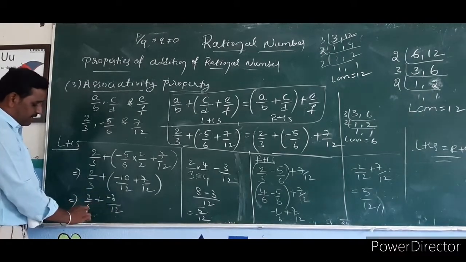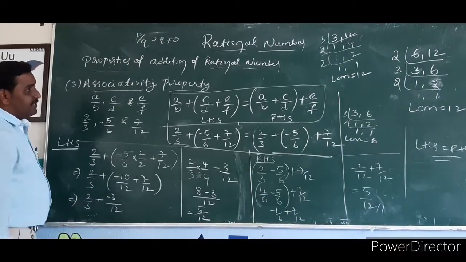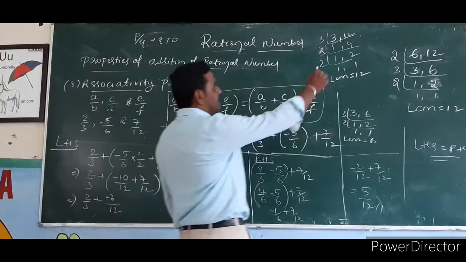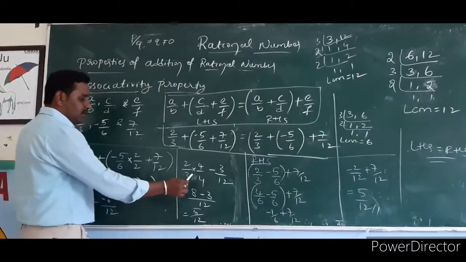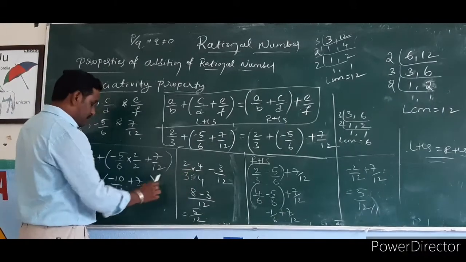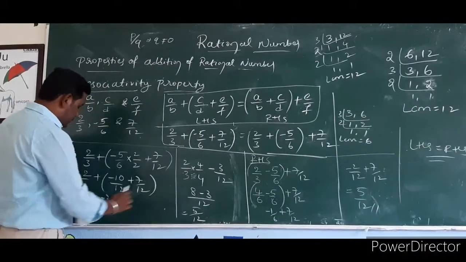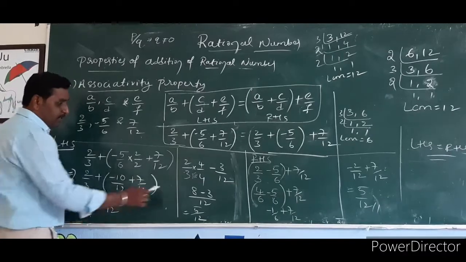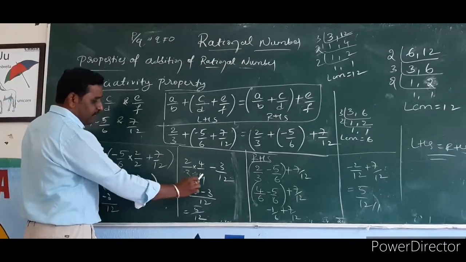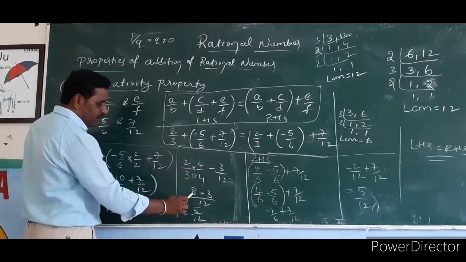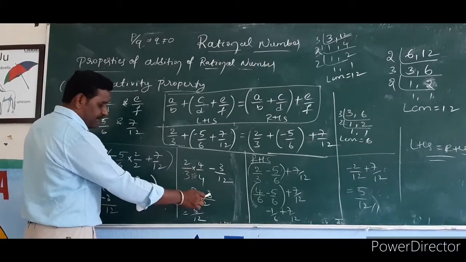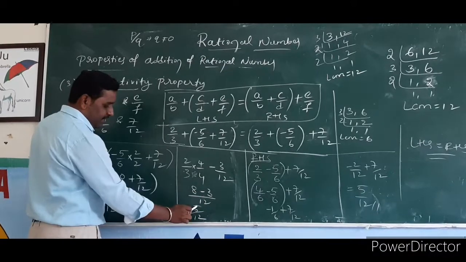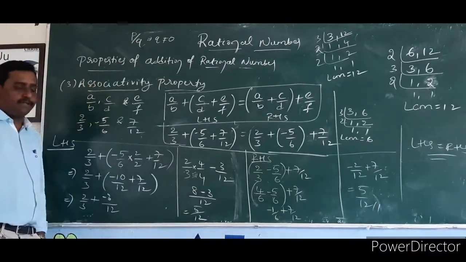Next, consider the LCM of 3 and 12. What is the LCM of 3 and 12? Again you will get 12. If you consider 12, here 3 is there. What should be multiplied? 4. 3 4s are 12, 2 4s are 8. Here 12 is there, so there is no need to change; you can keep the 3 as it is. 8 minus 3, you will get the answer 5 by 4.